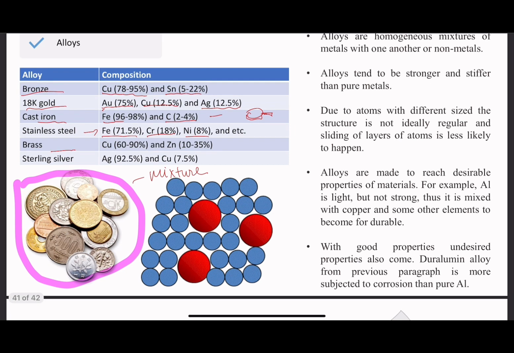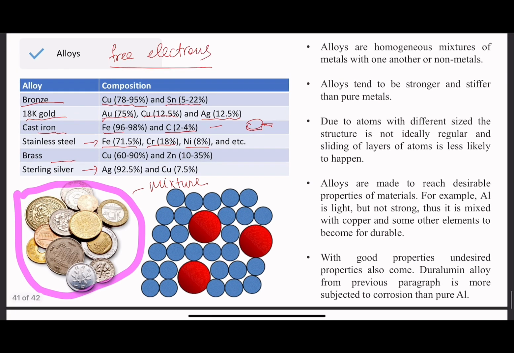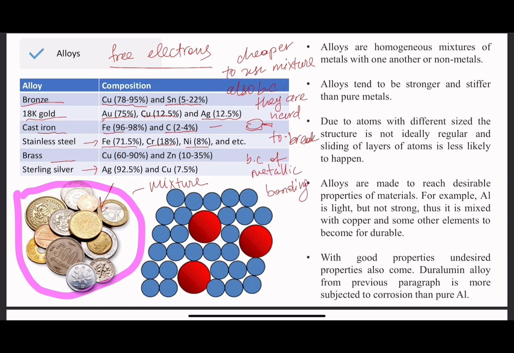Brass is another type of metal used in industry. And then we got sterling silver. They are all mixtures. And alloys also have free electrons. Okay? The reason they use these ones for example for coins is because it is cheaper to use a mixture. Also because they are hard to break because of, as said again, metallic bonding. So I know it's a funky sentence. Cheaper to use, that's one reason. And then they are hard to break because of metallic bonding.